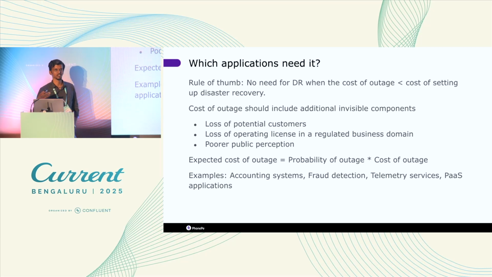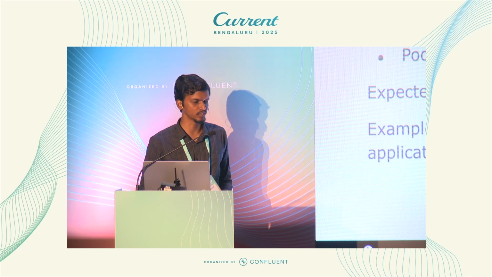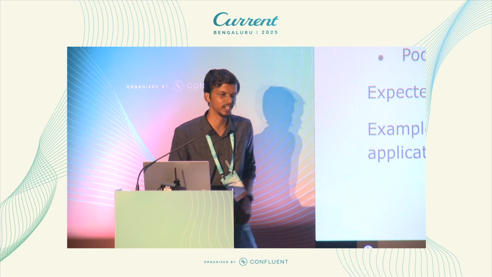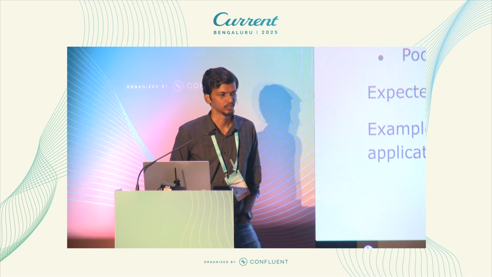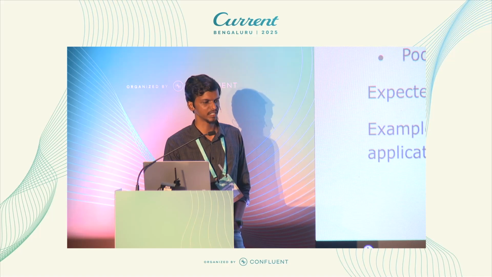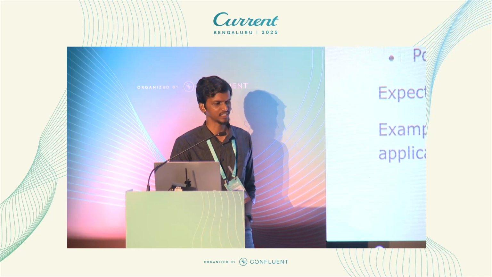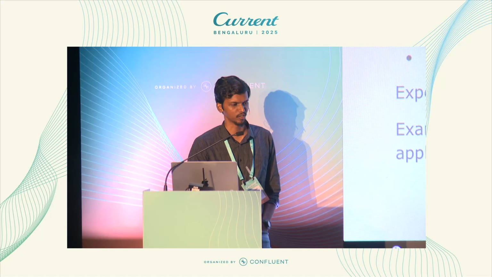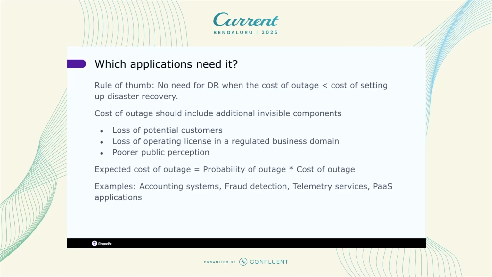The cost of outage also includes a lot of other hidden components, like loss of potential customers, and how the public perceives your app. It could result in really bad ratings, or people throwing their phone, or uninstalling your app. Or it could also be necessitated because you're operating in a highly regulated domain, like ours, a fintech domain. So you have to do it, in which case it is non-negotiable. Some examples of apps which would need it are down below: accounting systems, fraud detection, etc.